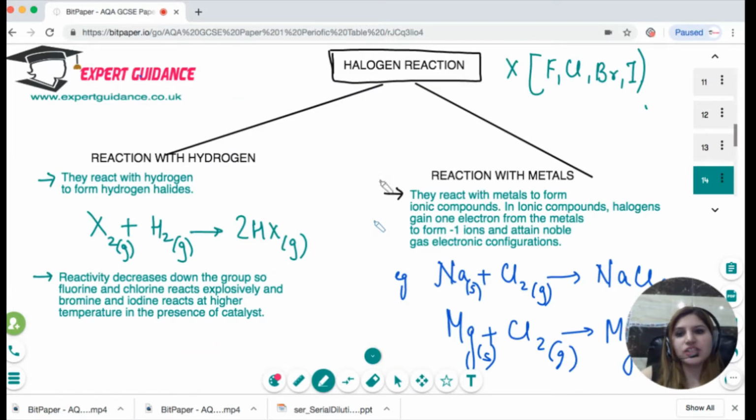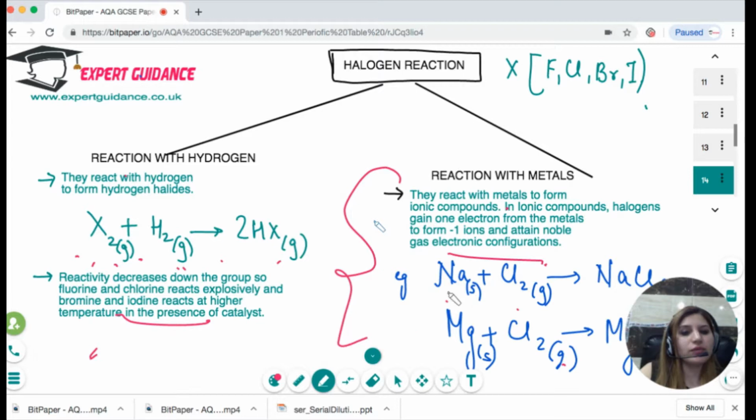Now let's talk about their chemical reactions. When they react with hydrogen, they form hydrogen halides. With fluorine and chlorine the reaction will be more explosive because these are highly reactive. To have this reaction with iodine or maybe bromine, you might require a catalyst. When they react with metals, they form ionic compounds. They gain 1 electron from the metals and form a noble gas electronic configuration. This ionic bonding will be discussed in more detail in the structure and bonding unit.